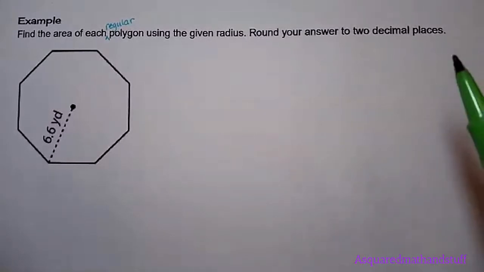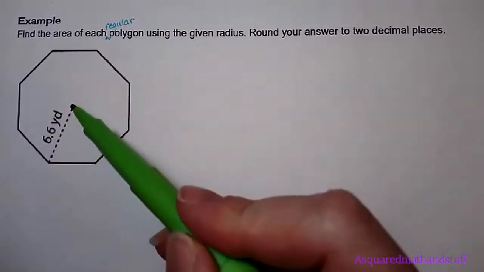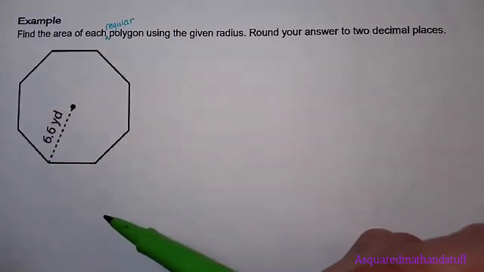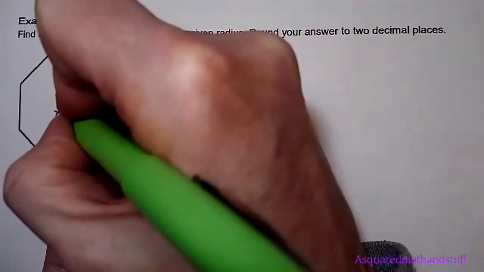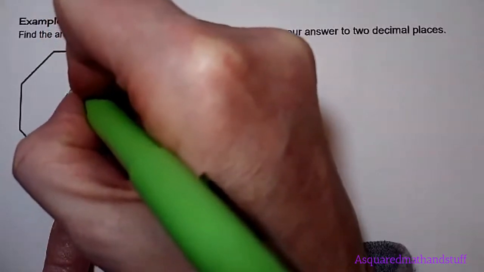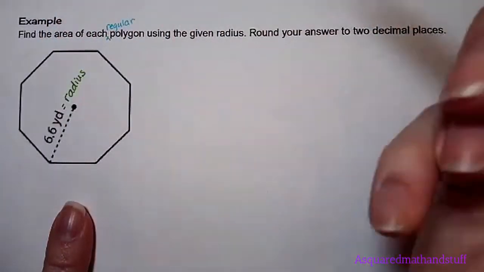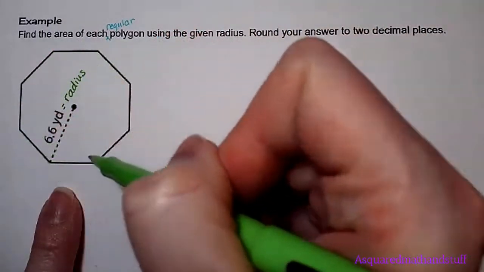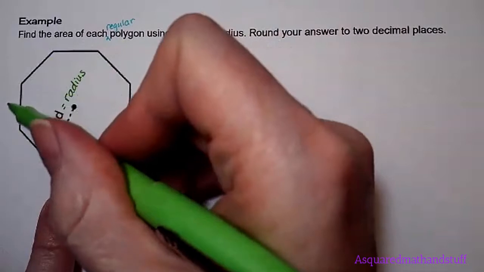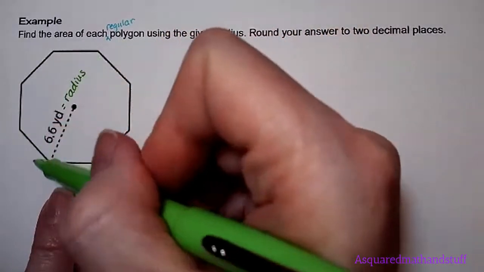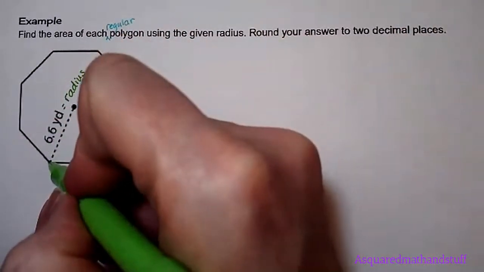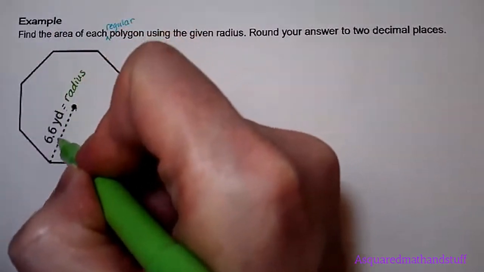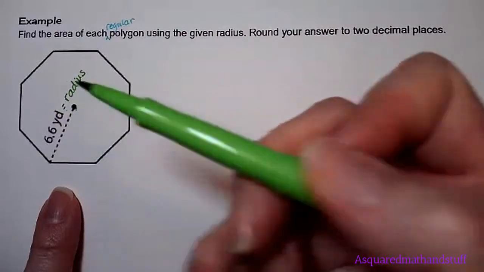This example is going to focus on a regular polygon where we are given the radius of the polygon and we are asked to calculate the area. This 6.6 yards here is the radius because if we were to circumscribe a circle, or draw a circle around this octagon, because this is an 8-sided polygon, it would touch at every one of these vertices. So this line here is actually the radius of the circle that has the center here.